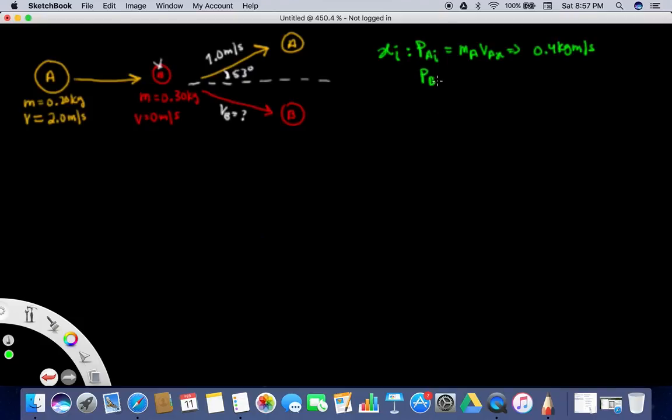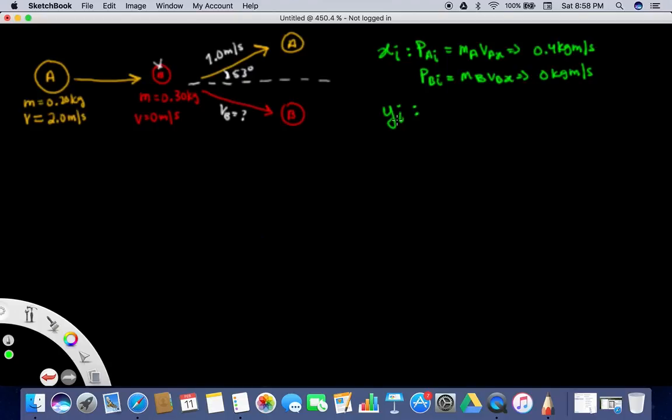Let's do the same thing with ball B. We have to find the horizontal momentum of ball B, and that's going to be the mass of ball B times the velocity of ball B in the horizontal direction. The mass of ball B is 0.3 kilograms, and the velocity in the horizontal component is 0 meters per second. So the momentum of ball B in the horizontal component is going to be 0 kilogram meters per second.